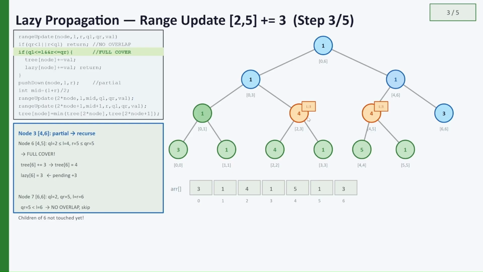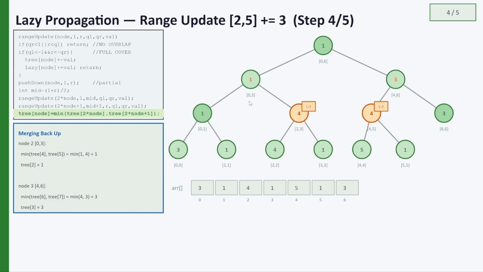Now we have 2 nodes marked as lazy. 6 nodes visited in total. Now we'll be merging back up. Node 2 recomputes the minimum of tree 4, which is 1, and tree 5, which is now 4. So node 2 becomes 1. Node 3 will recompute the minimum of tree 6, which is 4, and the minimum of tree 7, which is 3. So node 3 will become 3.